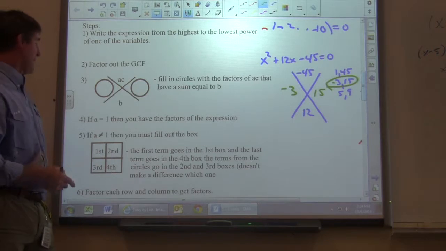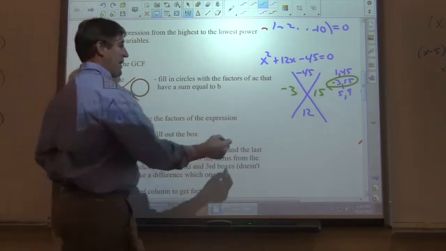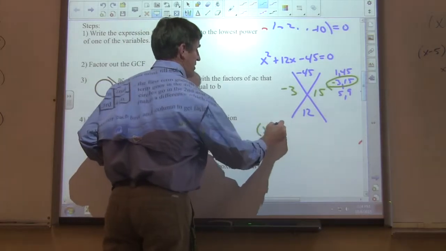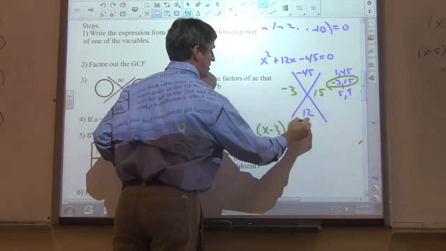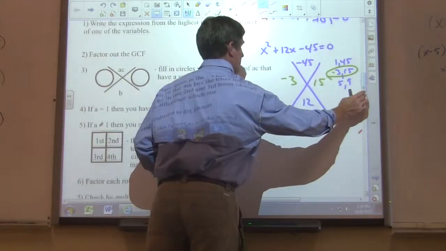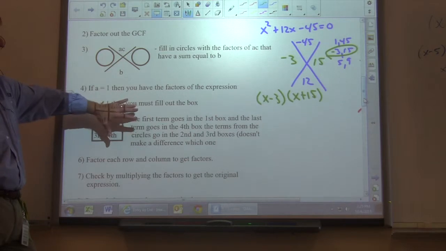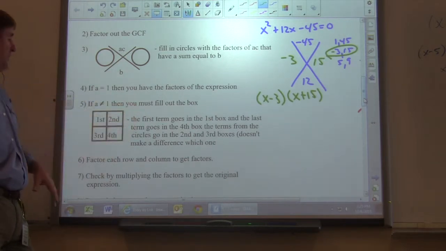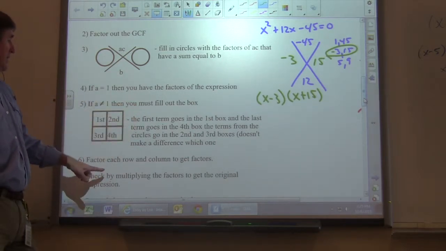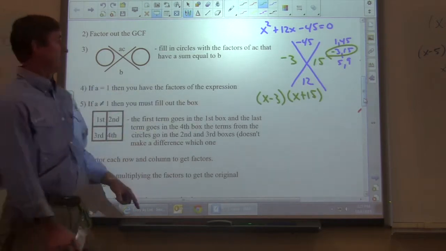So we found our values. If A is equal to 1, then you have your factors. So I've got my factors. My factors are x minus 3 and x plus 15. So I can now skip step 5. I don't need to do that. I didn't need to build the box because A was 1. We don't need to factor because we've already got that, so we can go down and check it.